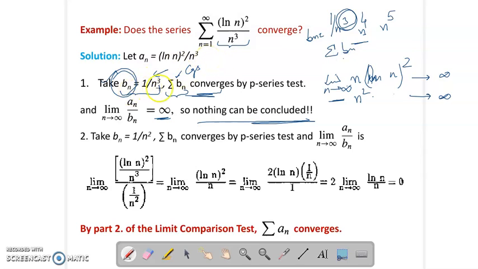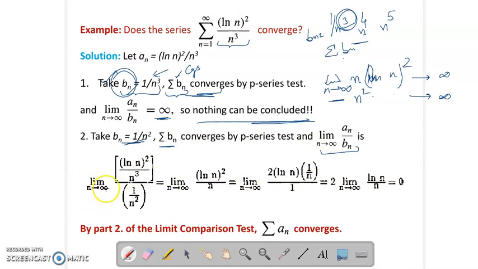Now when you have to take another value of bn, I am saying that there is no need to go for higher powers of n. Instead, reduce this number 3 to 2 so that we can make some conclusion. That also we have to test, whether we are able to make that conclusion or not. Take bn equal to 1 by n square. Now again this series also converges by the p-series test. Now we have to see what this limit is.